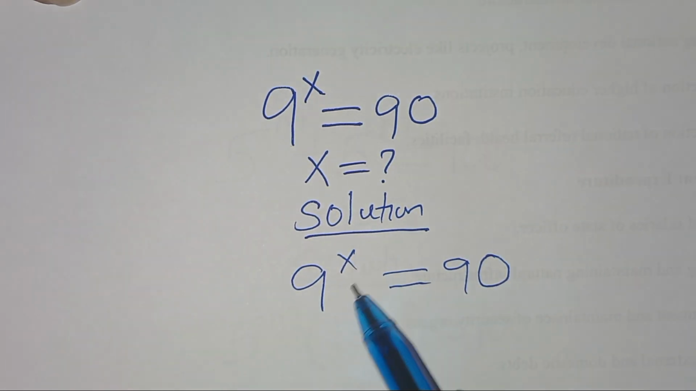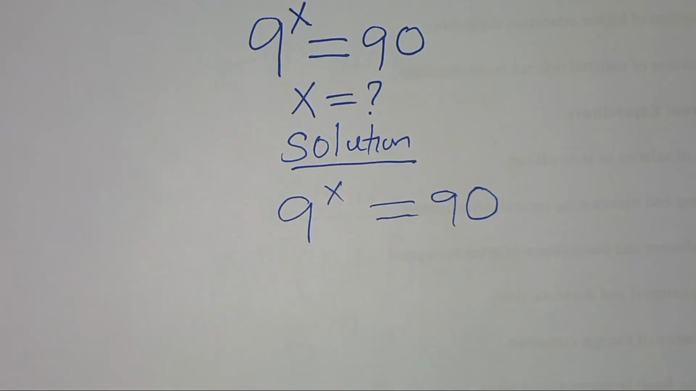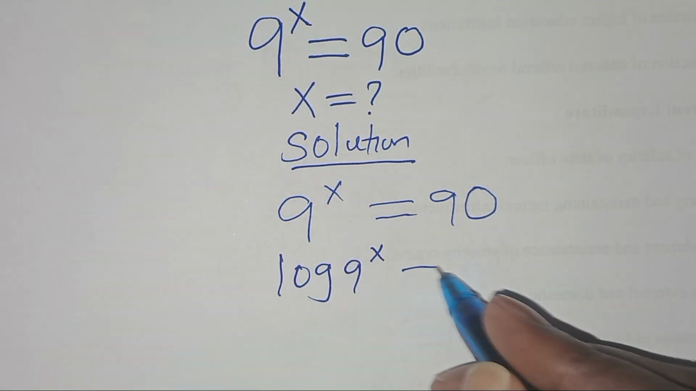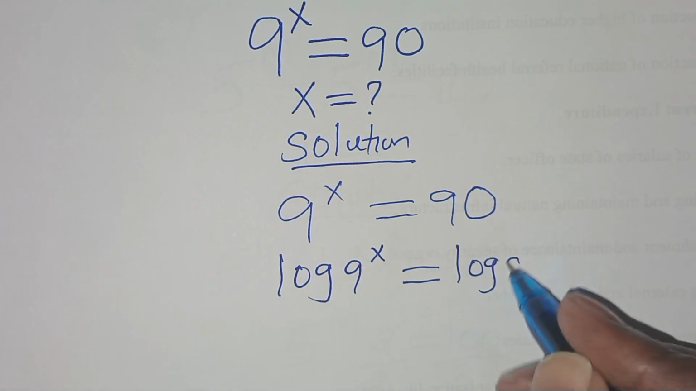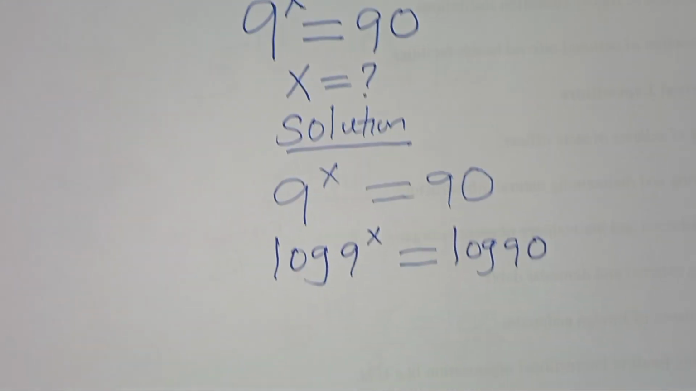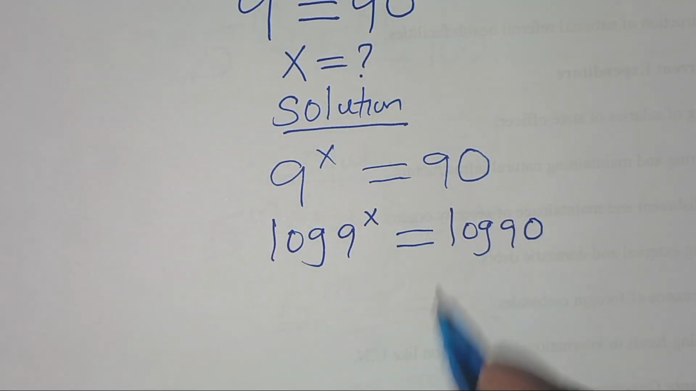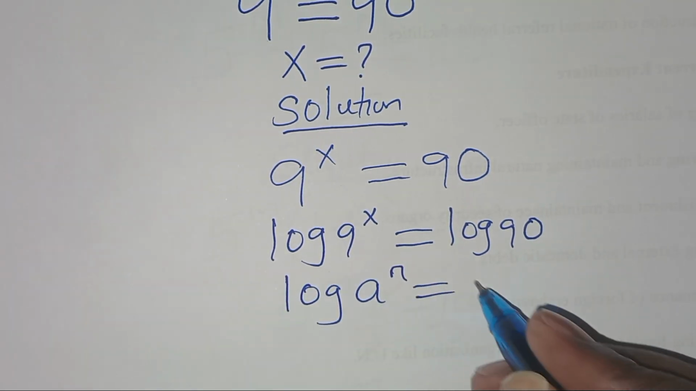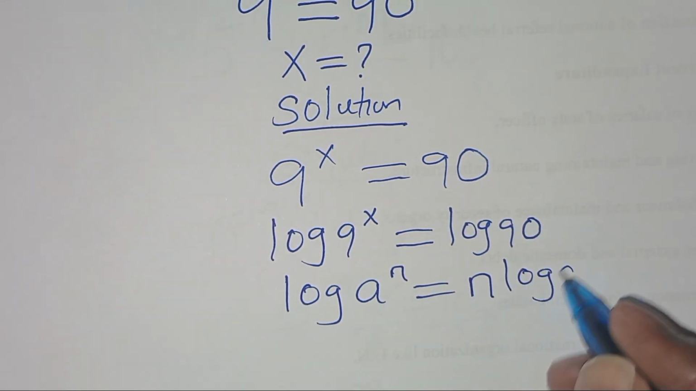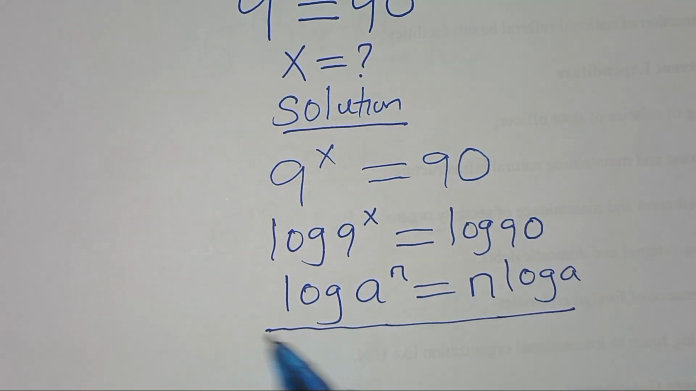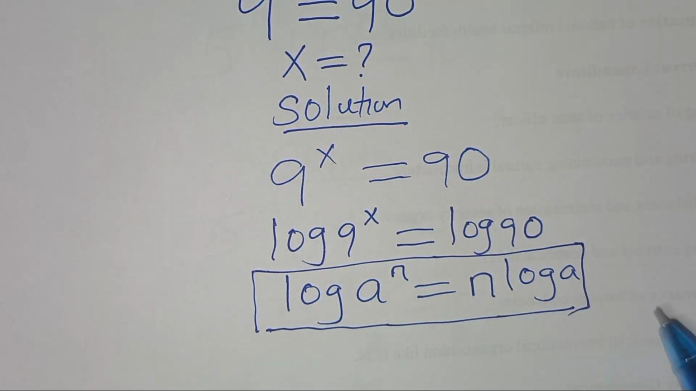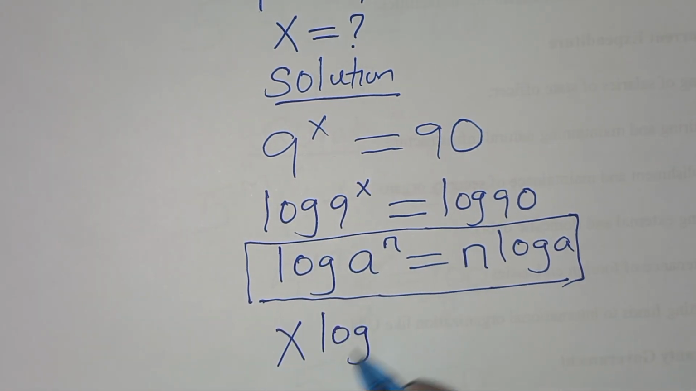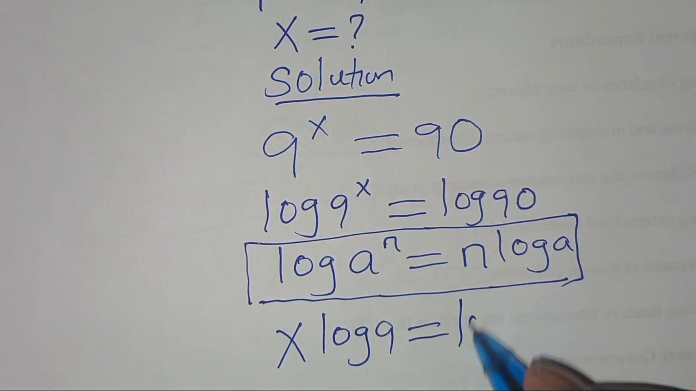So to solve for x, we introduce logarithm on both sides. So here we have log 9 to power x is equal to log 90. Now, log 9 to power x is in the form of log a to power n, which we can express as n log a. So applying this power rule property, log 9 to power x becomes x log 9, which is equal to log 90.